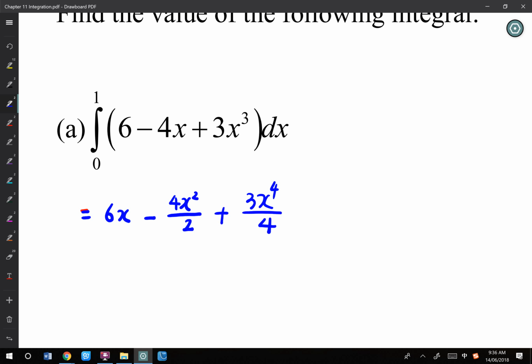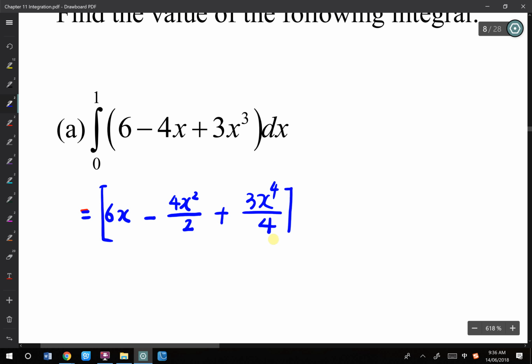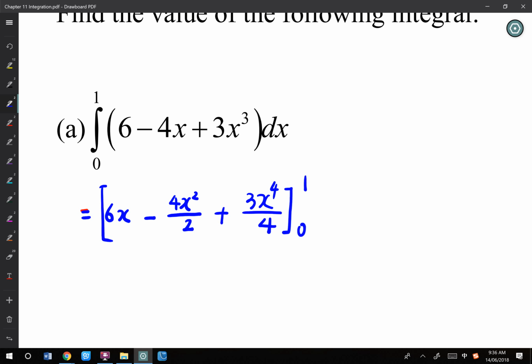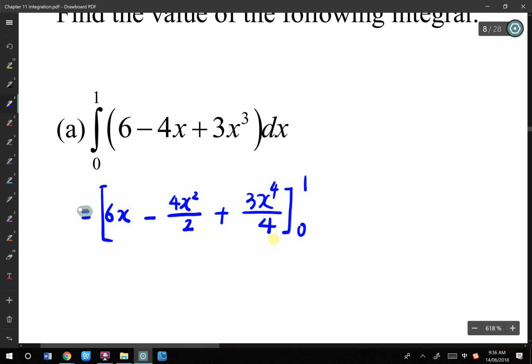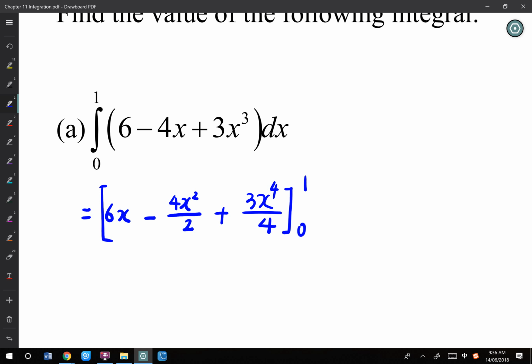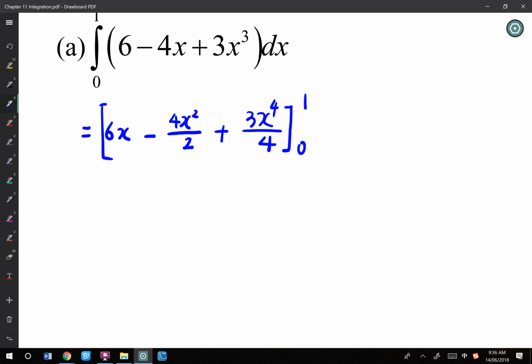Still anti-diff that, but I don't plus c now, because this is not an indefinite integral, this is a definite one, I don't need to plus c when we have the numbers there. So the next step, I will put a square bracket, and I'll put 0, 1 there. It means x equals 0 and x equals 1. This represents the x value.